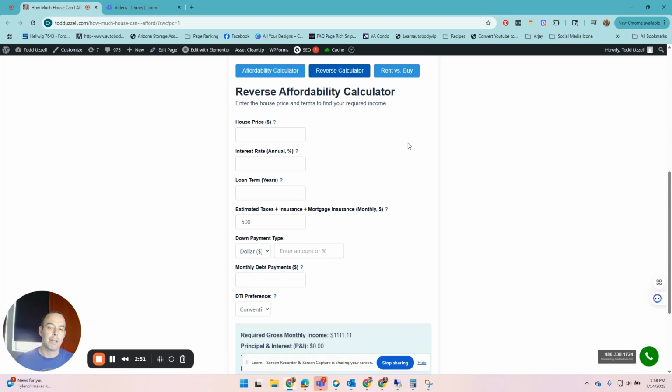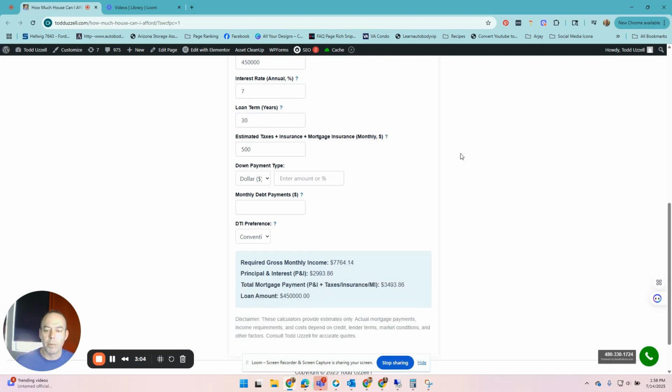So this says if I want a house of X price, how much money do I need to make? So let's say $450,000. We'll go 7% interest again, standard 30-year loan term. Again, $500 for the property taxes and insurance is pretty typical, at least here in Arizona. You go to a place like Texas or somewhere where the property taxes are higher, that would be different. But we can always figure that out. And we'll go minimum down 3%, monthly debts, $1,000.